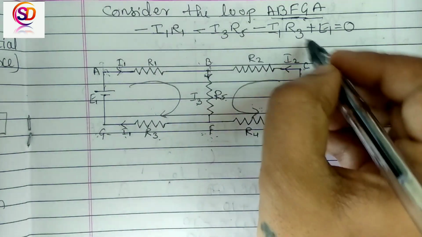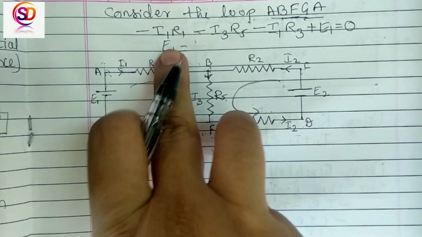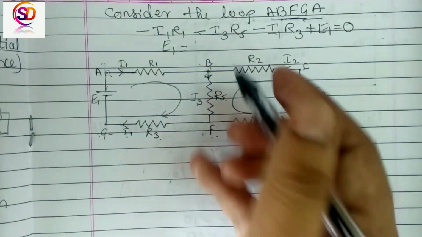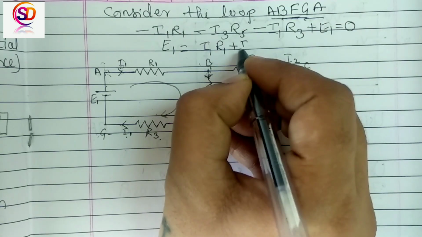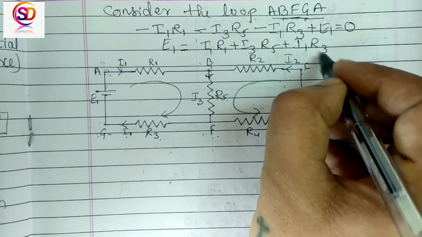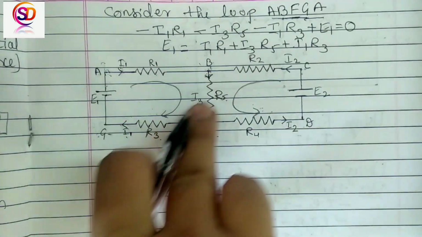So if you solve this in a proper way, keeping the positive quantity E1 here only, send all the other quantities to that side. So it becomes E1 equals I1 R1 plus I3 R5 plus I1 R3. This is the final expression for the first loop.